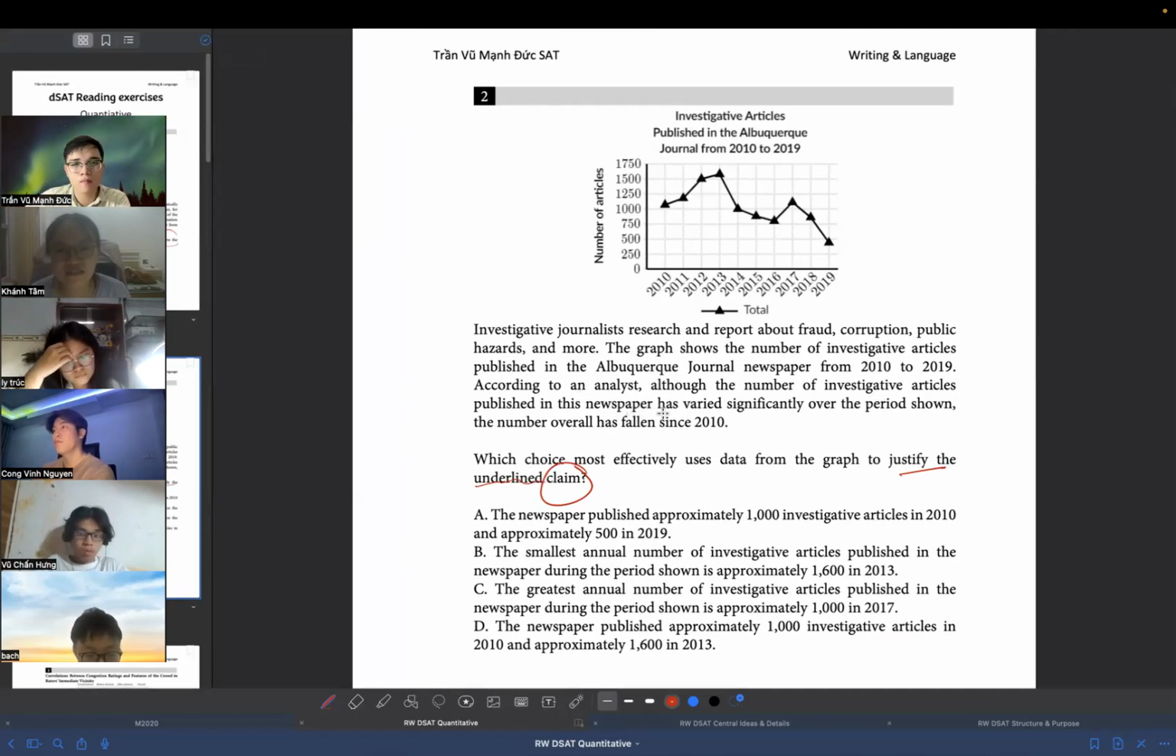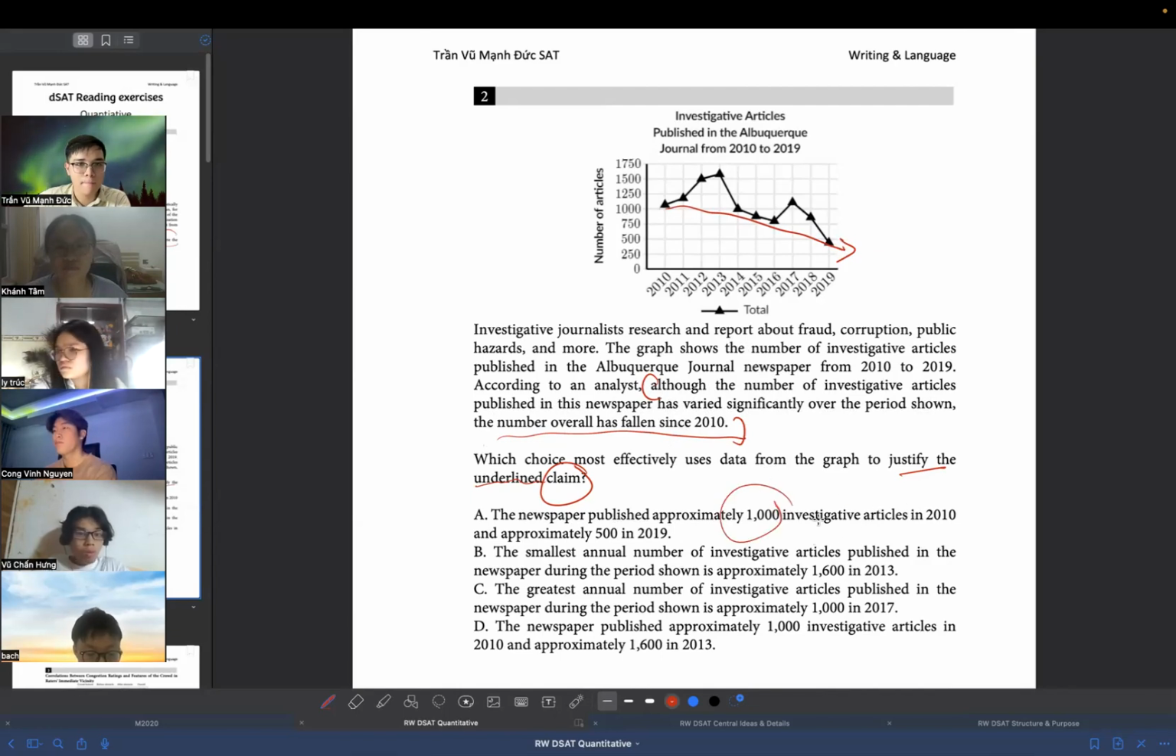The last sentence under the number of investigative articles published to 2010. Okay, although the number of investigative articles published in this newspaper has varied significantly over the period shown, the number has fallen since 2010. So you can very clearly see the general line is falling. 2010, approximately 1,000.